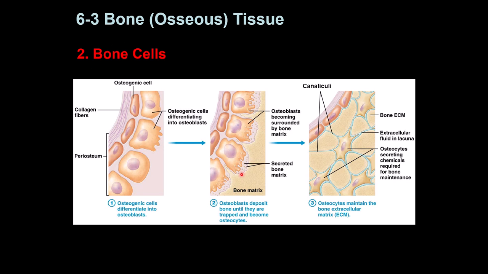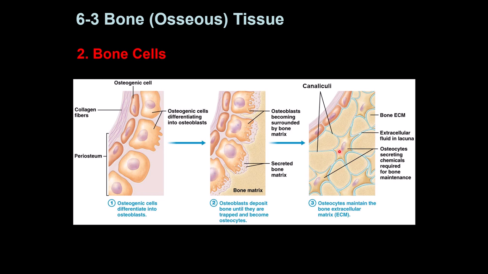Once this is secreted, it becomes calcified, so it becomes harder. Once it becomes harder, it traps these osteoblasts and they become osteocytes. Once they are trapped and the bone matrix is calcified, it becomes an osteocyte. So an osteocyte is a mature bone cell. The function of the osteocyte is to maintain the bone. Osteoblast function is to make osteoid or bone matrix. Osteocyte is to maintain the bone.